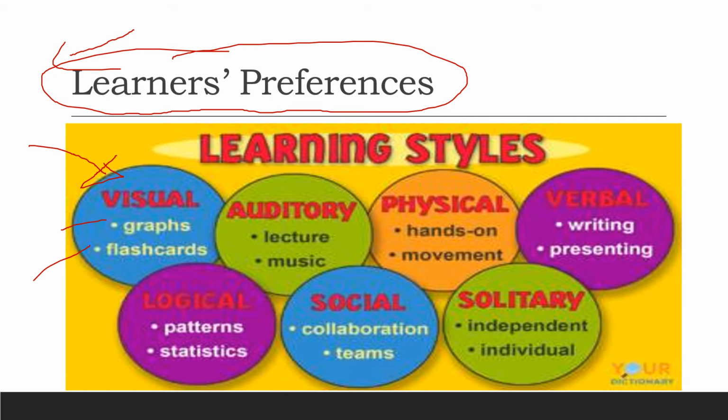Similarly, some people are solitary learners. They are quiet, they're introverts, they learn as independent individuals. Some people are very social. They learn through collaboration and teams. They like group work. Some people are logical learners. They learn with set patterns and some statistics. They need rationalization and logical explanation. So depending on learning styles, I can group my students and then choose the teaching method.